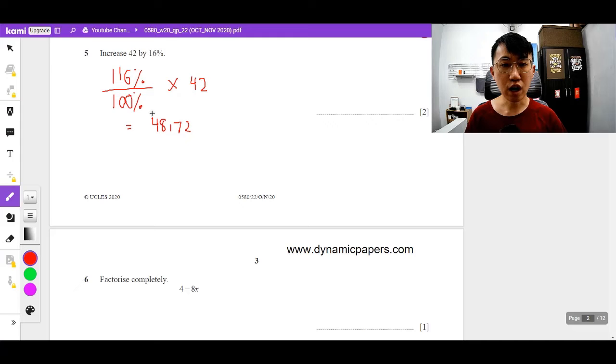48.72. Do not round, okay? So it's a terminating decimal. So you're going to copy all of them. Do not round to 3SF. So that is the answer for question 5.